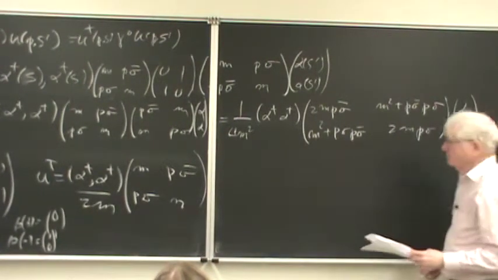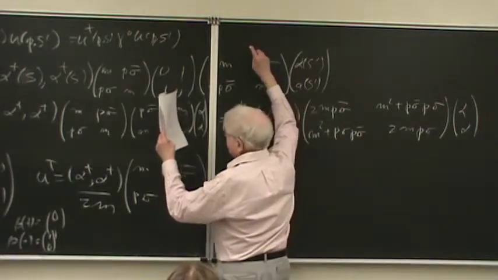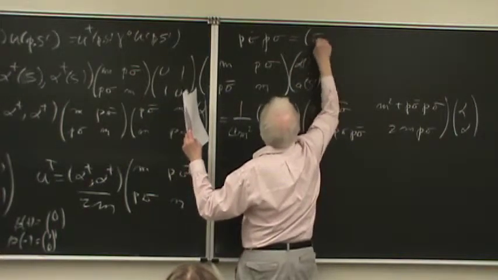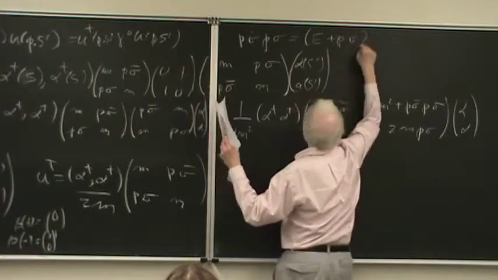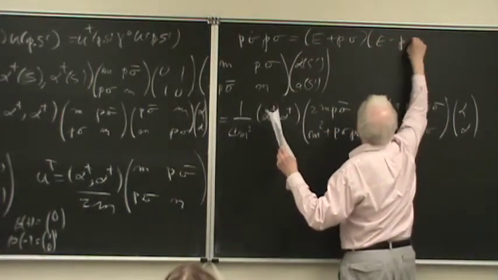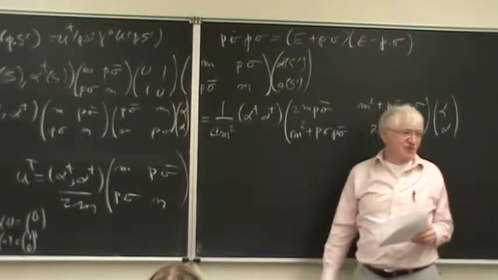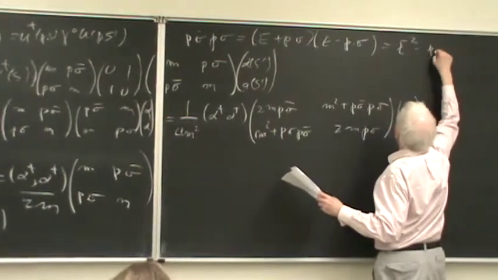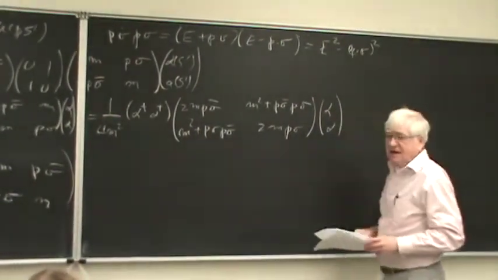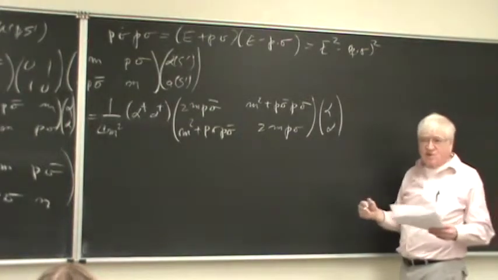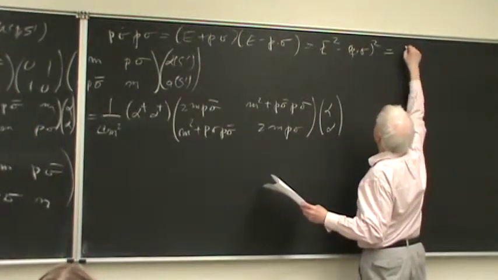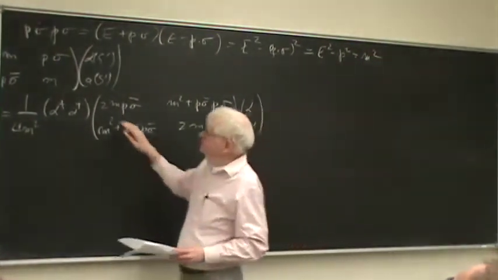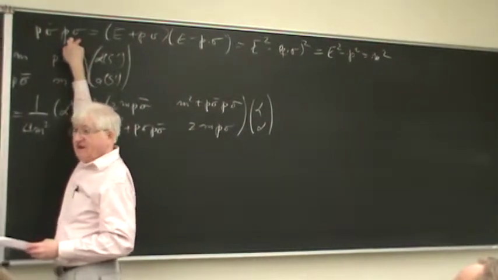Okay, now, p sigma bar p sigma is actually quite simple because it's e plus p dot sigma, e minus p dot sigma, and you know that's your favorite combination because it simplifies to e squared minus p dot sigma squared. But any 3-vector dot sigma squared is just the square of that 3-vector. And so this is e squared minus p squared, and that's just m squared. So this expression here that looks rather complicated is just m squared.